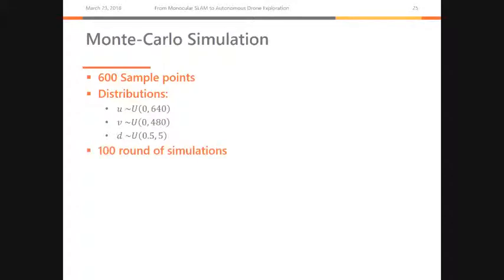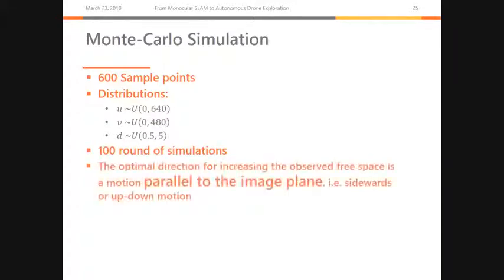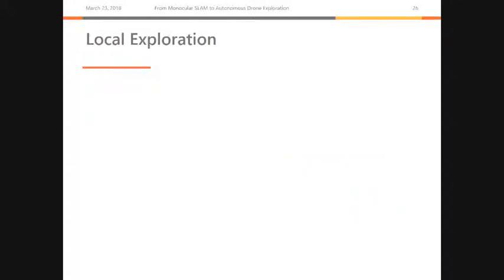They do 100 rounds of simulation, and then they realize that the optimal direction for increasing the observed free space is the parallel motion to the image plane, either sideways or up and down motion. Based on that, they introduce a strategy called star discovery.